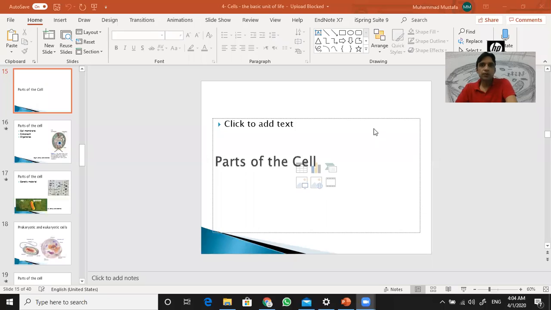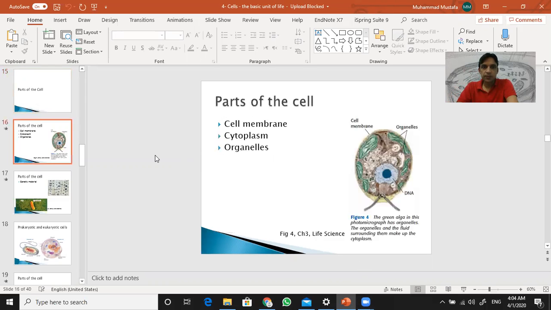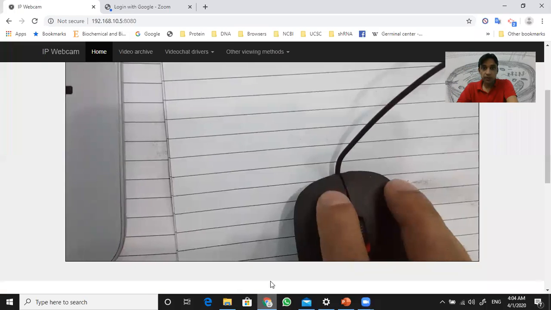So welcome back to the next part of the lecture about the cells. And in this part, we will be studying about the different components of the cells. The cells are basically made up of three different components. Let me take help from the note.